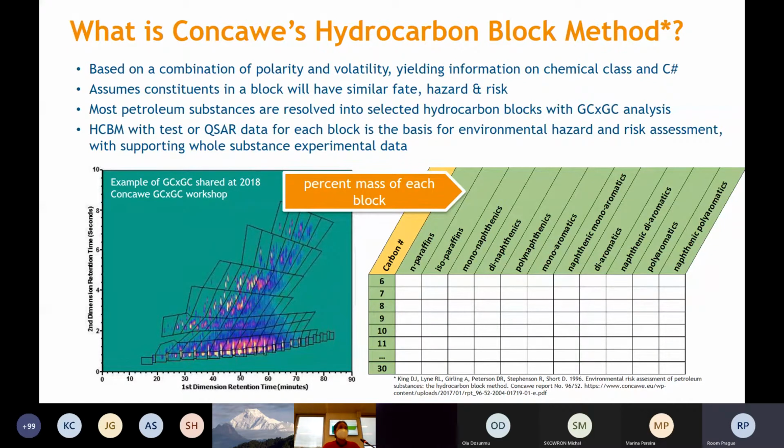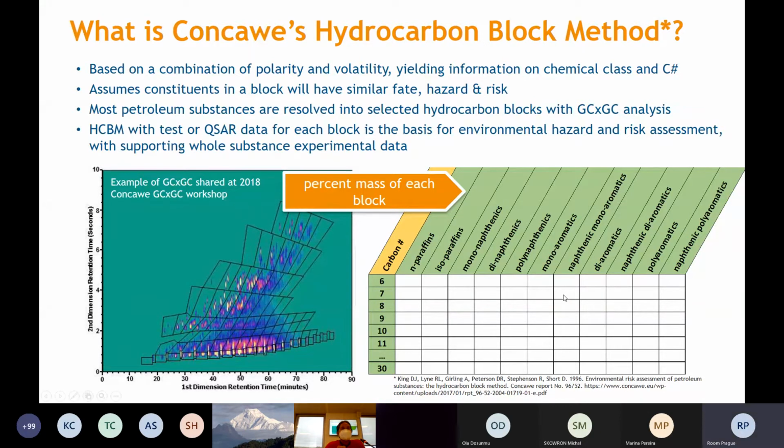So most petroleum substances are then resolved into these selected hydrocarbon blocks with GC-GC analysis. And we assume that the constituents in the block, of course, will have similar fate, hazard, and risk. We then, for each block, assess either via experimental data or QSAR the properties of that block for environmental hazard and risk assessment.